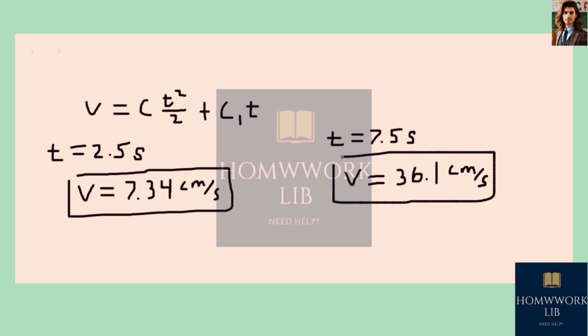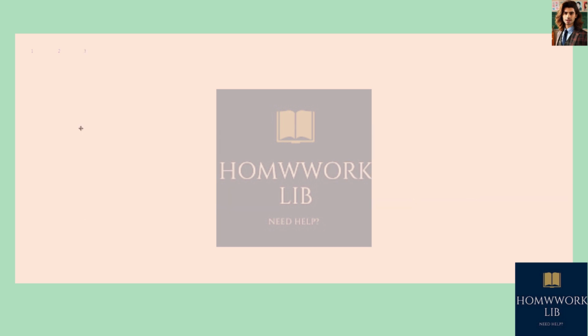In part B, we're asked to graph the velocity as a function of time. So here are our axes. This is time in seconds, and this is velocity in centimeters per second. I'll graph it in red. It starts out at 0, and it increases at a rate of t squared plus t. So it's not increasing linearly. It's increasing as a squared function, so it looks something more like this.